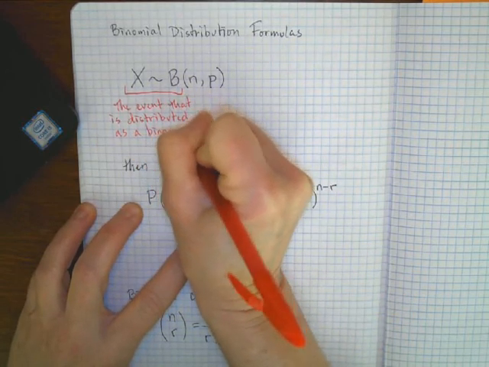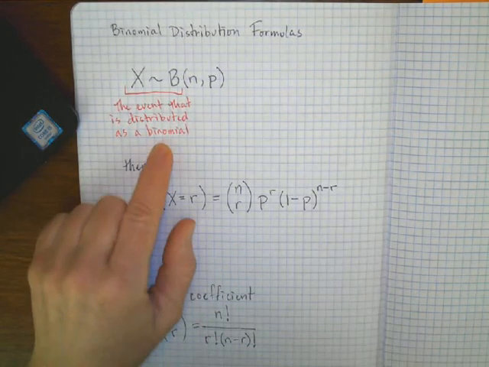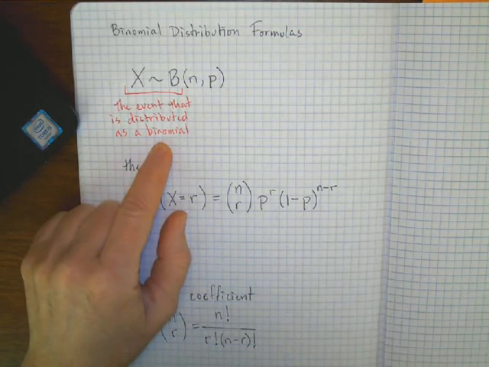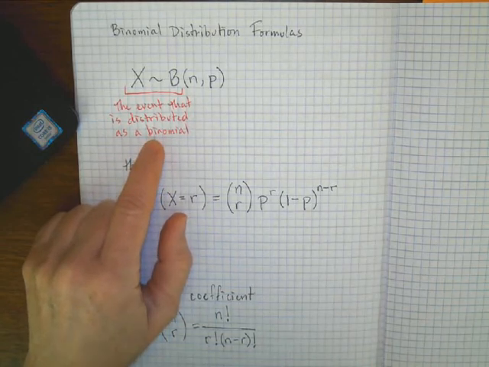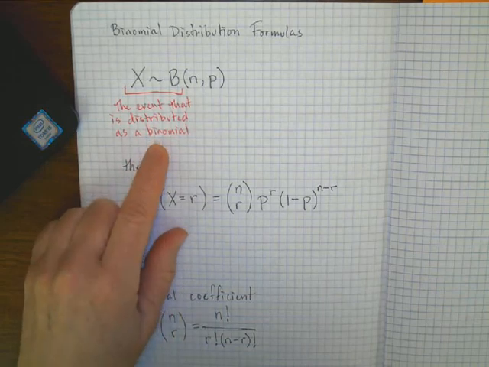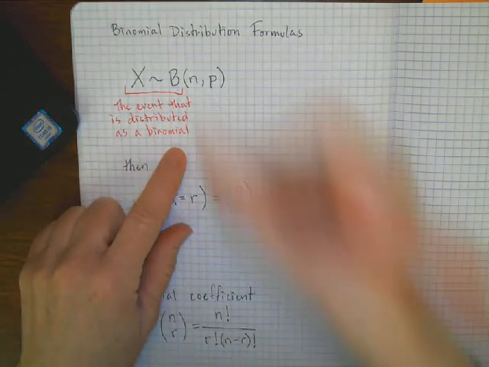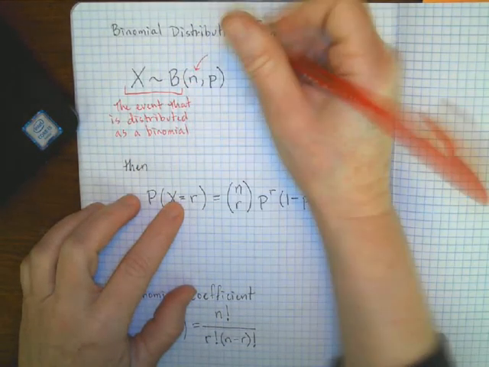Okay, that means there's only two possible outcomes. Either it happens or it doesn't happen, right? Two possible outcomes means binomial. There's only two; bi means two possible outcomes. Okay, so the event that is distributed as a binomial with, this would be the number of trials.